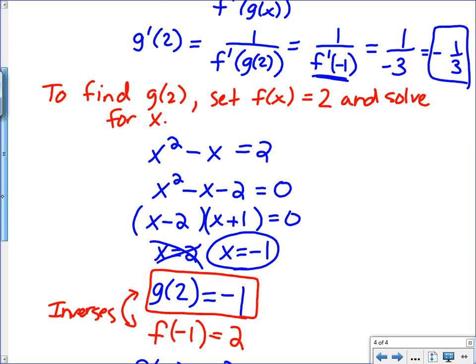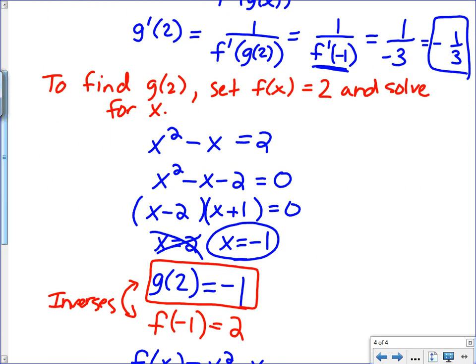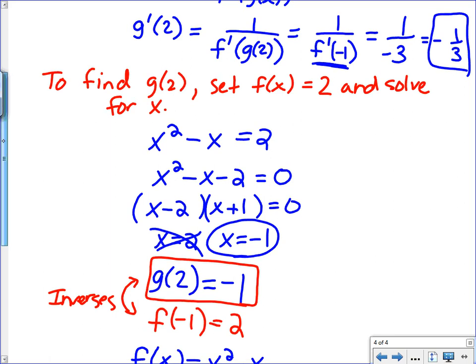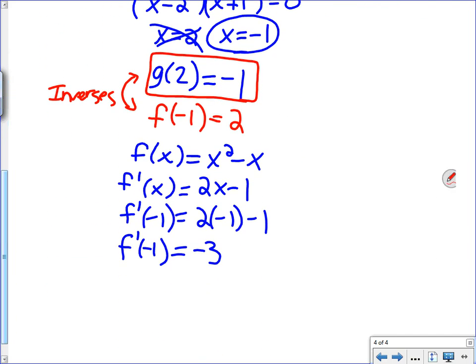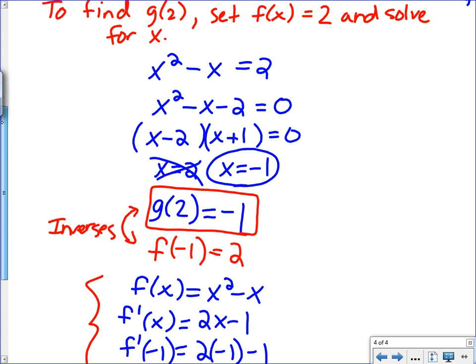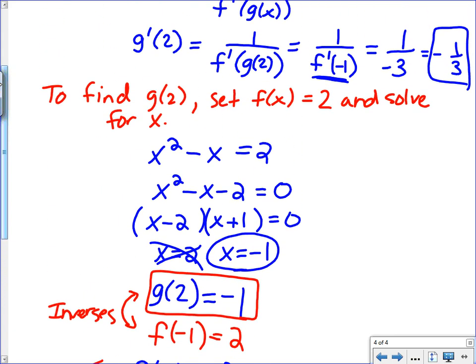So that's what we did here. We took f of x, set it equal to 2, solved for x. We got x equals negative 1. So then our formula became 1 divided by f prime of negative 1. And then to find f prime of negative 1, we just found the derivative of f and then plugged in a negative 1, and we got negative 3. And so going back to our formula, that gave us 1 divided by negative 3, and then we just simplified that to negative 1/3.